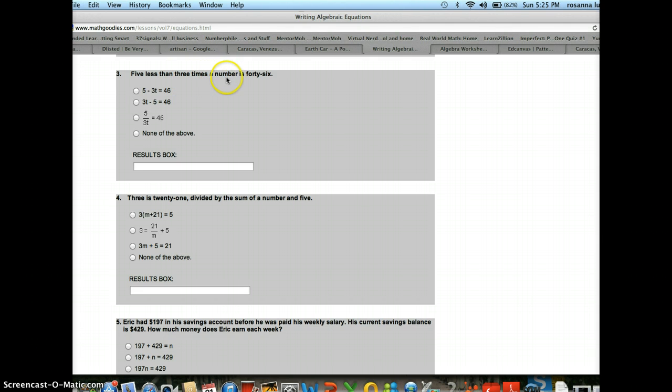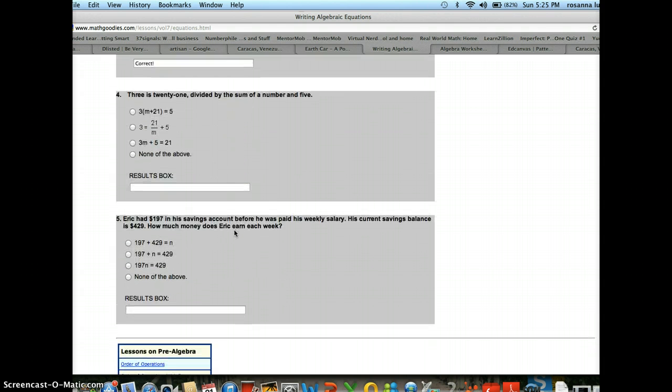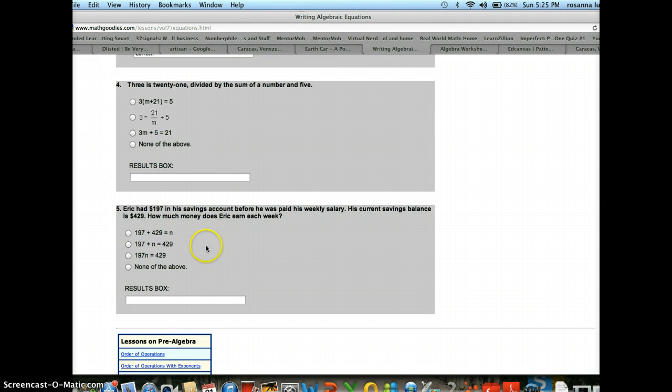So that means 3 times a number should be first. Times represents multiplication, so I have 3 multiplied by a number, and a number can be a variable. So 3 times a number. I have 3 times a number being first only in one choice, but it says less than 5, so it should be minus 5. So let's choose B. It's correct.